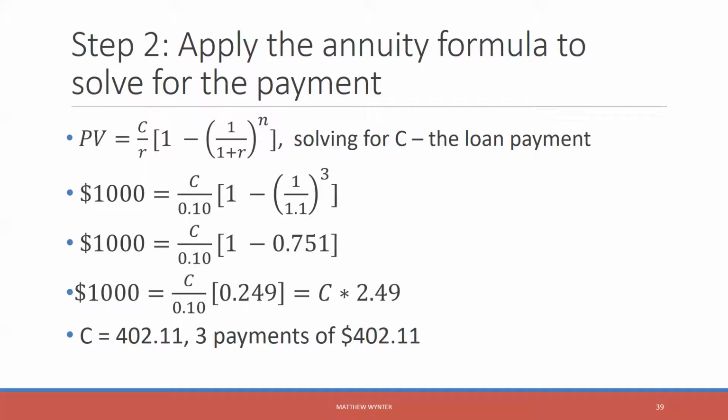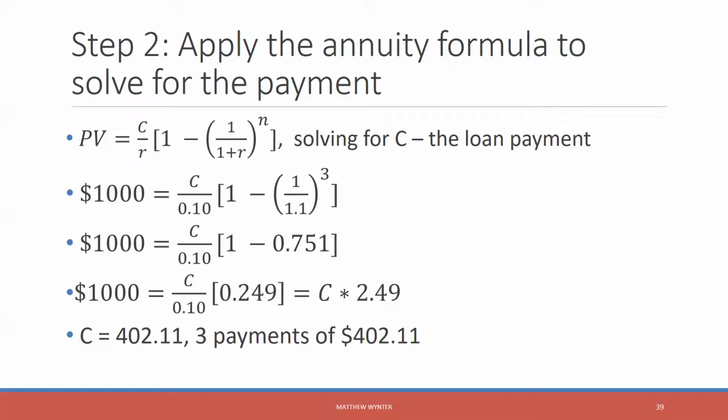We do the math. We bring our 2.49 over. And what do we find? We find C equal 402.11. So make sure you do it all step by step. Even though it's worked out here on the slide, pause, take the time, do it step by step to make sure that you're following the order of operations correctly and to make sure that you understand what it is that we're doing together.